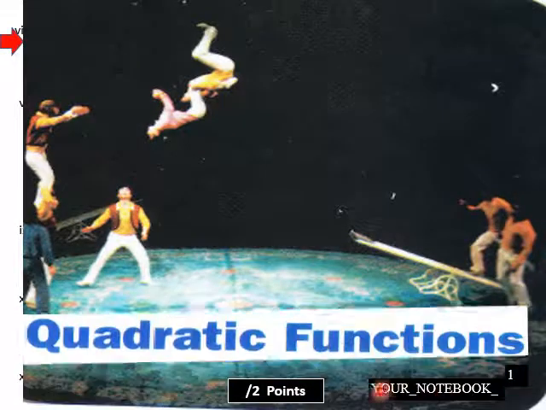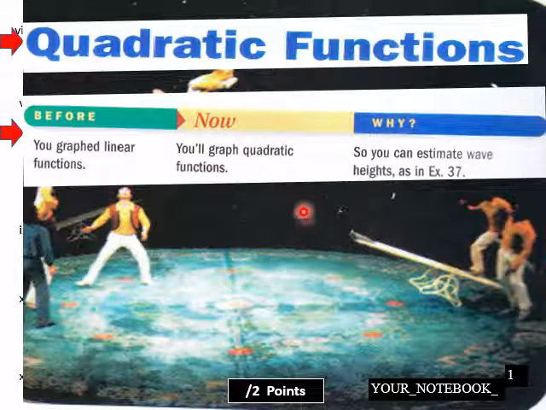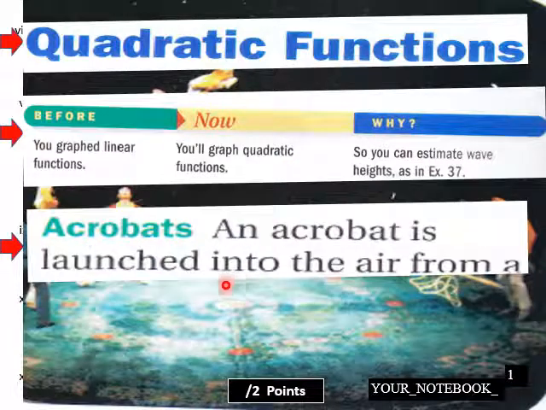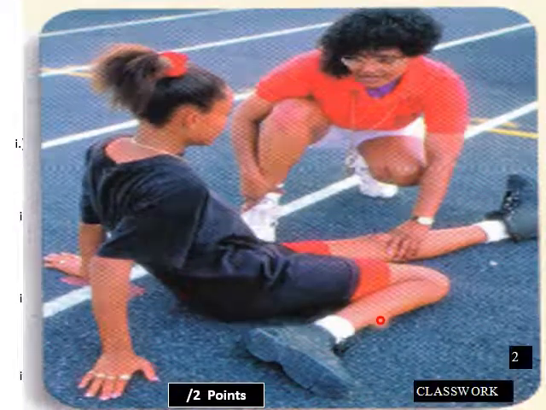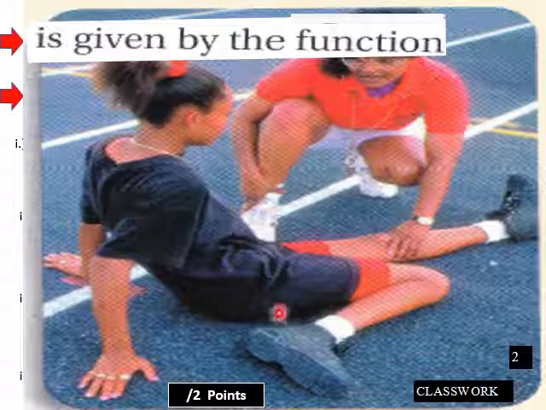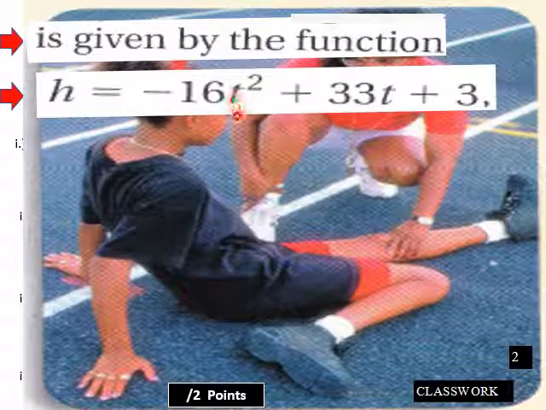Okay, today's lesson is about quadratic functions. You've graphed linears, you'll graph quadratics. And so we start with an acrobat who is launched into the air from a teeter board. The acrobat's height in feet is given by the function negative 16t squared plus 32t plus 3.